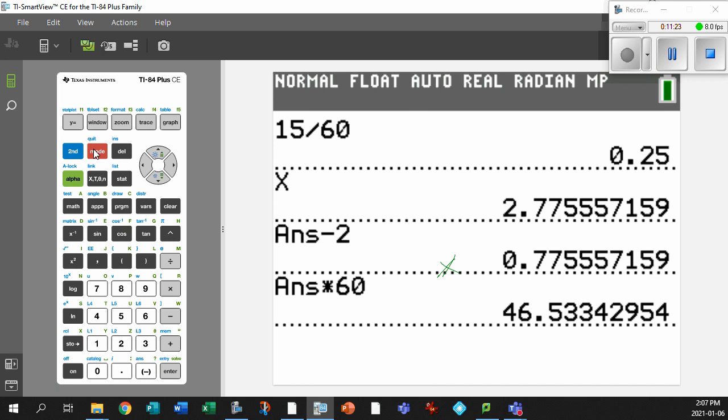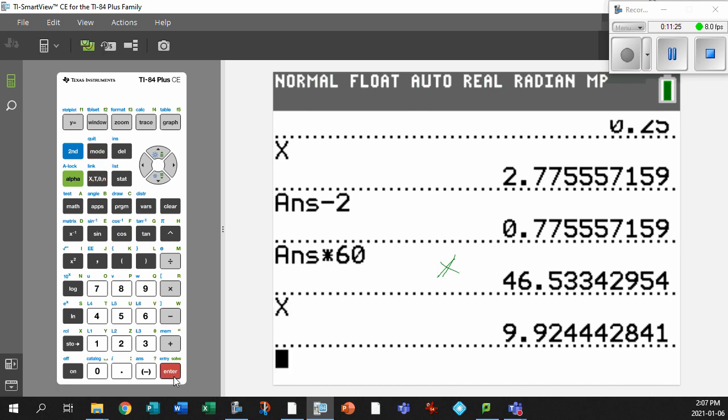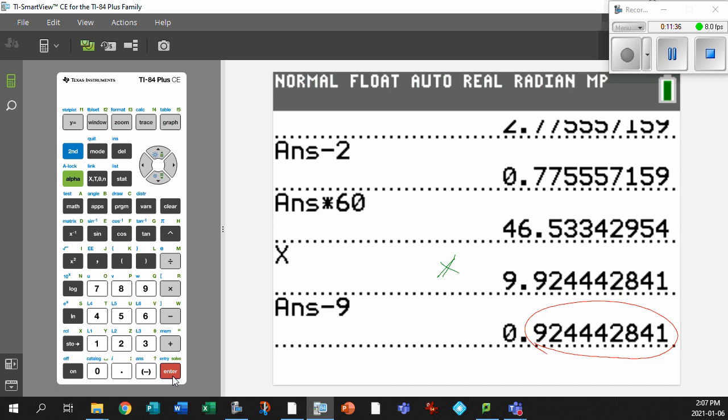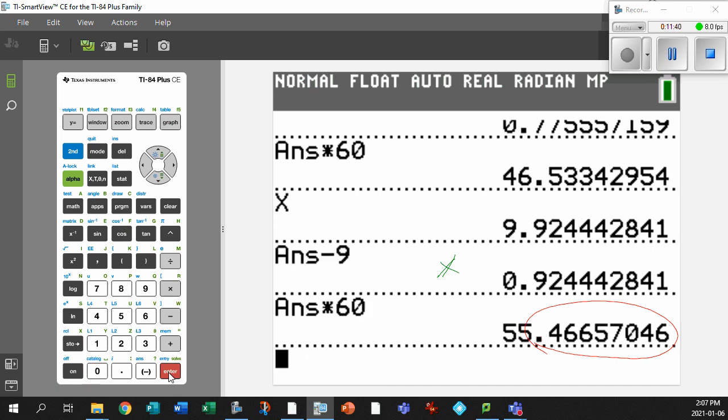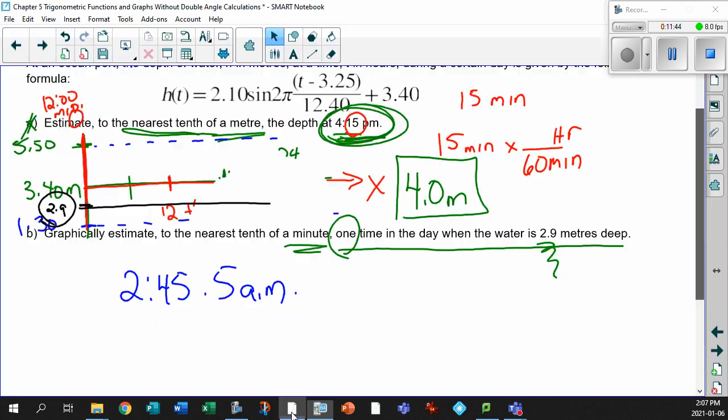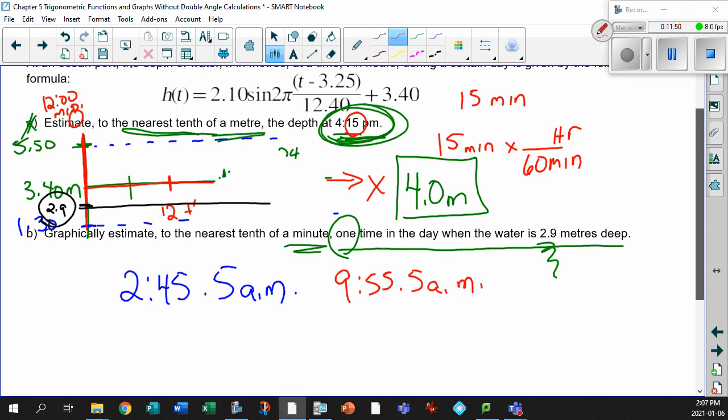Second quit, go x equals 2 again. There's the 9.9, so we're at 9 o'clock in the morning, but what does this 0.92 stand for? It's 0.92 of an hour. So get rid of the 9 o'clock because we know it's 9 o'clock. Let's multiply this by 60 and find out the minutes. So I got 9:55.5 a.m. Let's keep on going. Let's do it for the whole day.